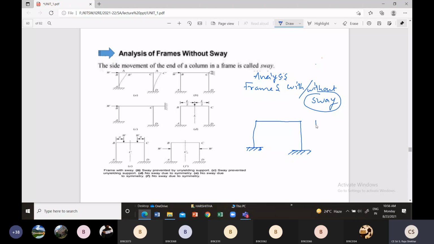In that, the first one is type of load. Sway depends upon loading. And type of supports. And the next thing is location of supports. So these are the factors.